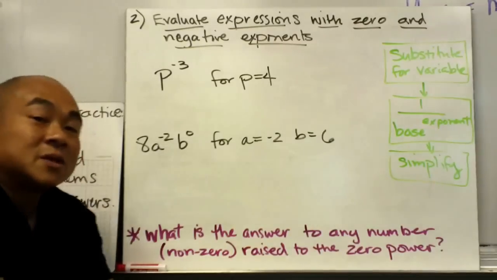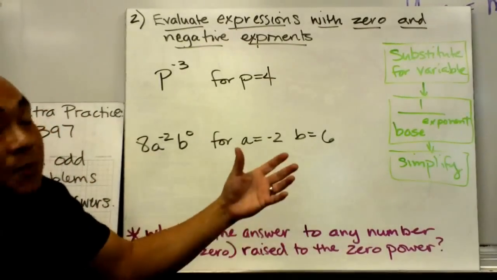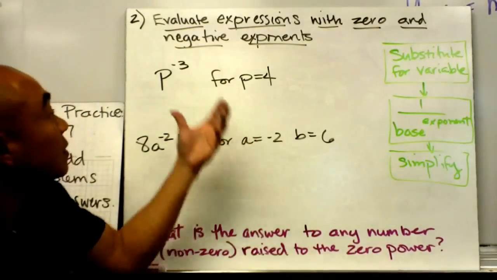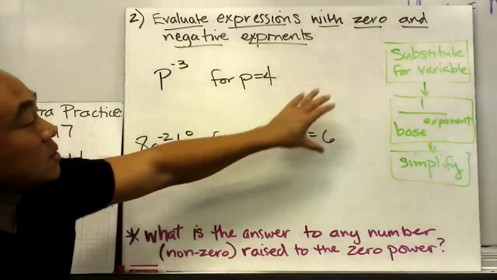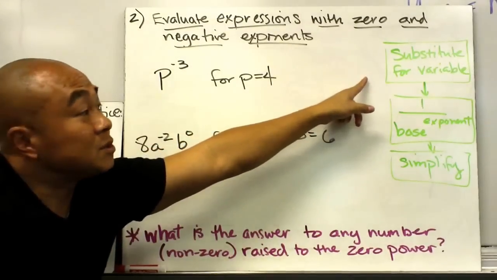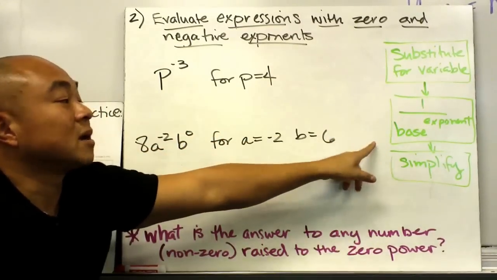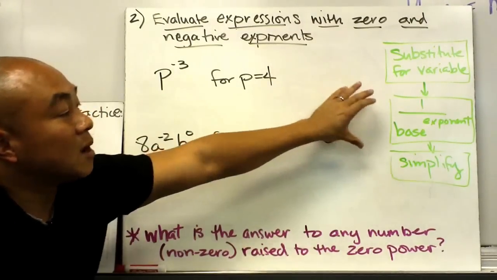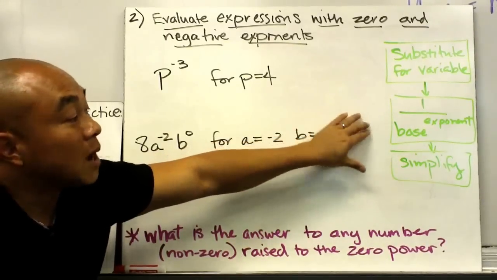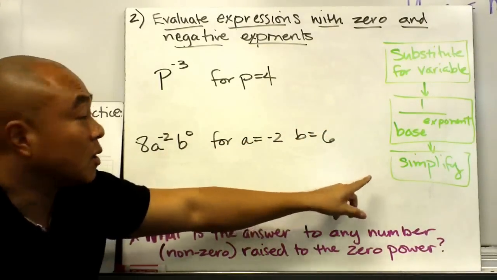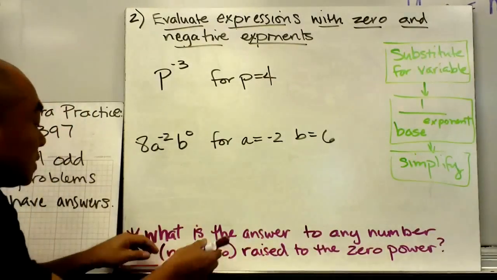Now, what happens if we need to evaluate expressions that have zero and negative exponents? Let's just follow this. The first thing we're going to do is substitute for the variable. Secondly, we're going to create the fraction with the 1 on top, and finally we're going to simplify. So let's work on this one.